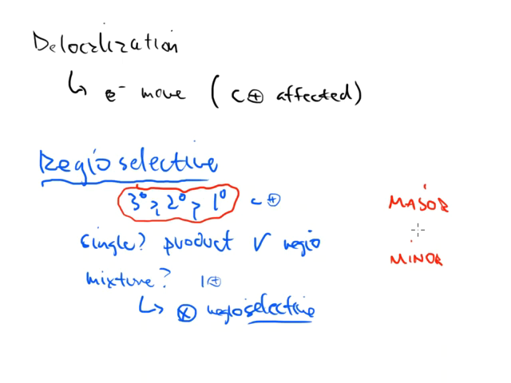Something else is that out of these products, when we do get these major and minor products and we begin to have choices, these choices are going to be called constitutional isomers. All right, so what does that mean? Okay, well, let's give you an example, and maybe you'll see that a little bit better.